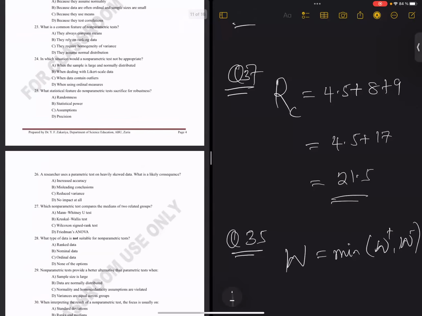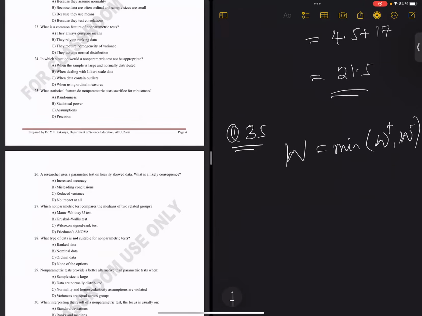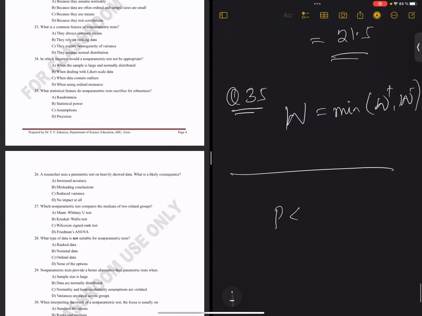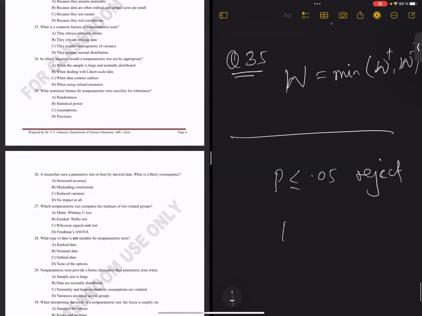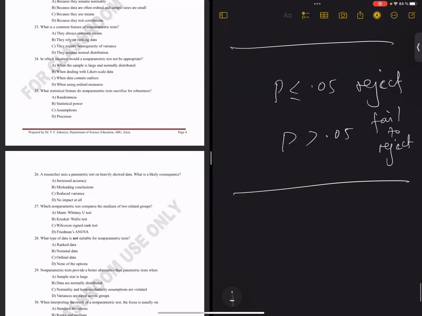I want more clarification regarding failing to reject and rejecting. Based on what? Based on p-value or critical value? P-value. The p-value is the simplest. It's straightforward. If p is less than or equal to 0.05, you reject. And if p is greater than 0.05, you fail to reject. That is all. Very simple.